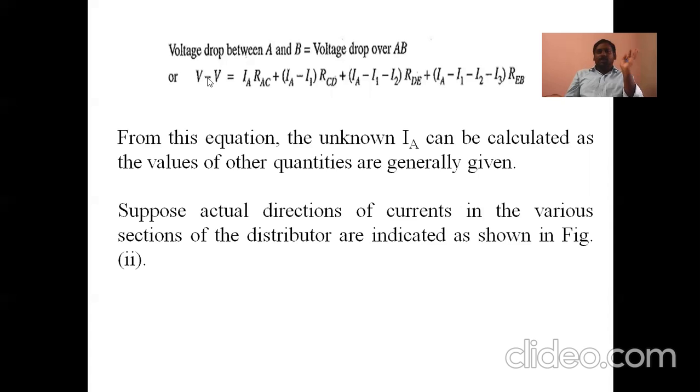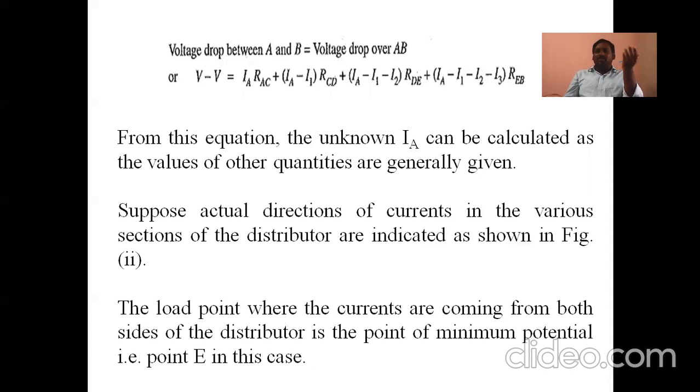What happened here? With equal voltage, the potential difference is zero. Then from this we can simply calculate the potential difference, or simply the potential across that distributor. If the potential is a known value, the power loss in each section is IA square RAC, (IA minus I1) square RCD, (IA minus I1 minus I2) square RDE, (IA minus I1 minus I2 minus I3) square REB, and so on. That gives the power loss through that distributor. This is with equal voltages.